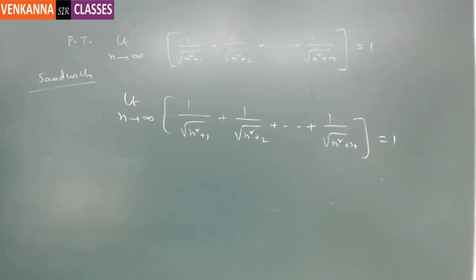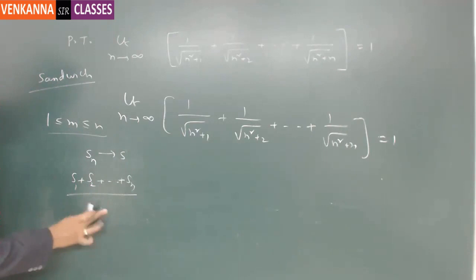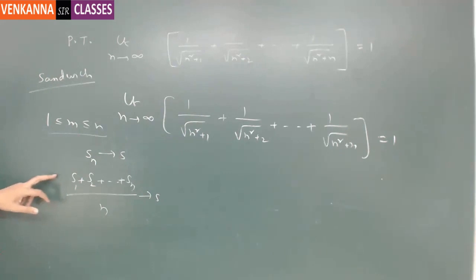What else can I do? If there is no option, I especially go with sandwich only, that I agree. 1 less than or equal to m less than or equal to n, the same technique I follow. Apart from this, can I do better? So the hint here is, if we have a sequence Sn which is tending to the limit S, then the average is also tending to S. This is also one result. The Cauchy's theorem on limits, I have given this as a result, right? Could you recollect that?